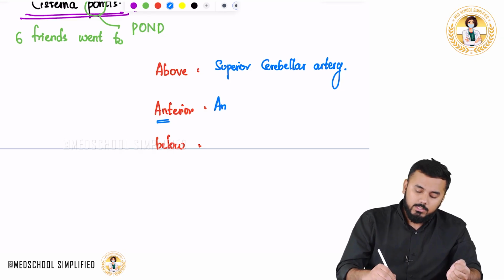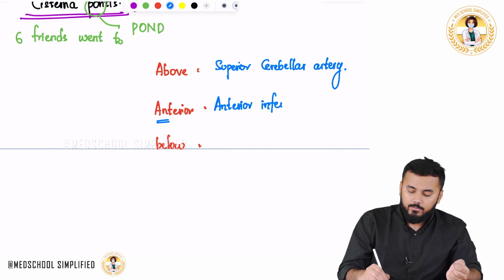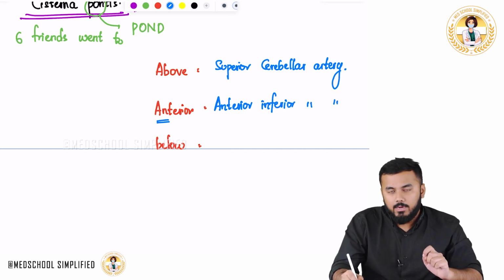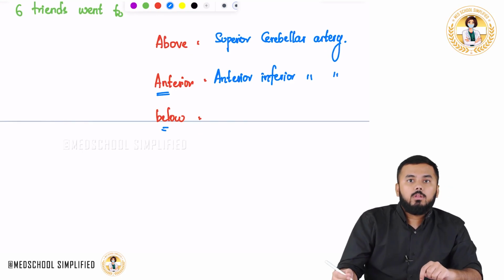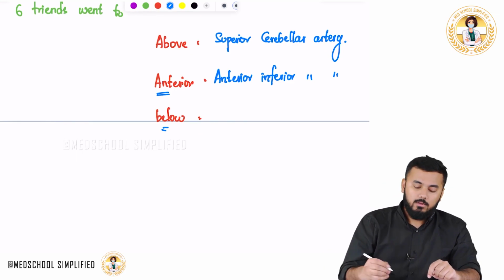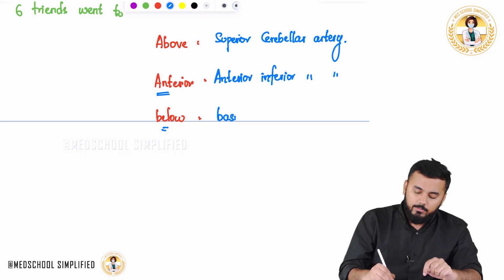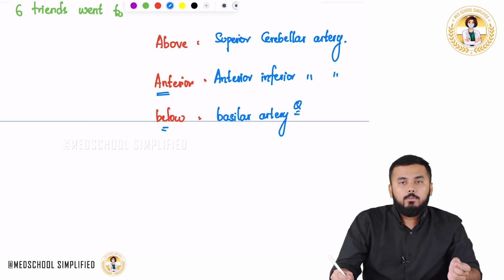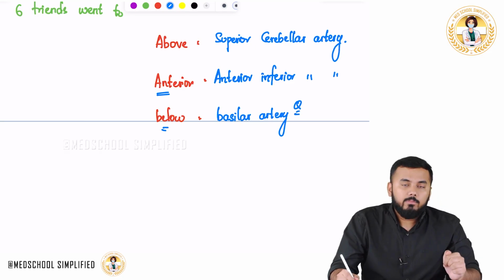Anterior. So it is anterior inferior cerebellar artery. Anterior inferior cerebellar artery. And next it is below. Below in the sense what? Basal. So basilar artery. It is basilar artery, and this is a very important question which was asked many times. Basilar artery, right?